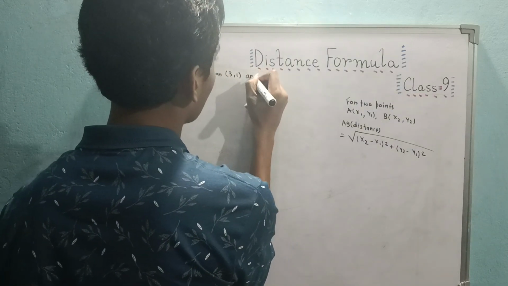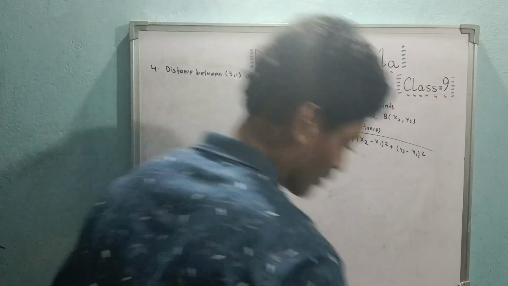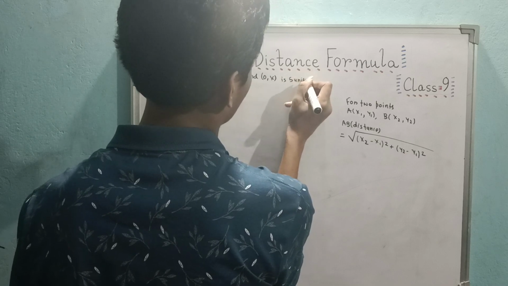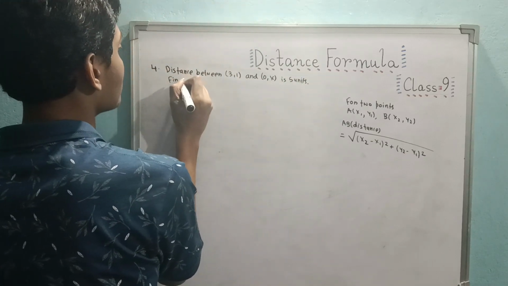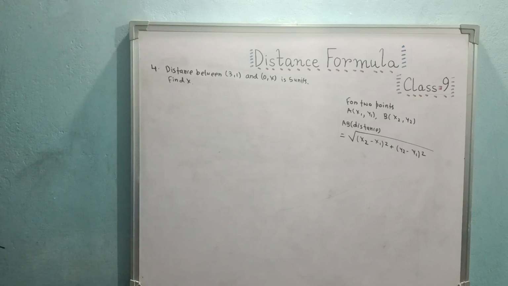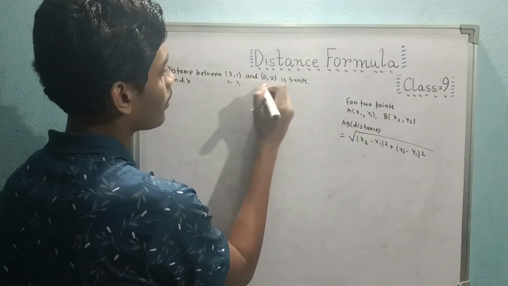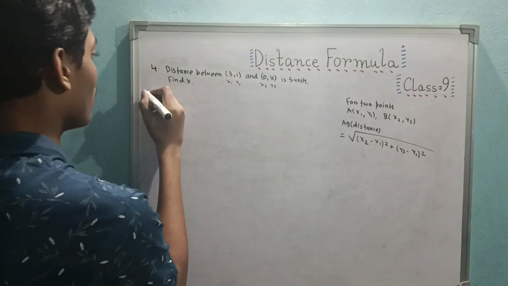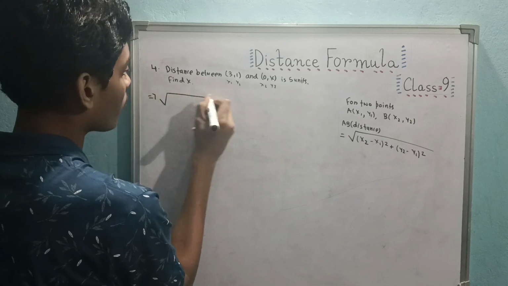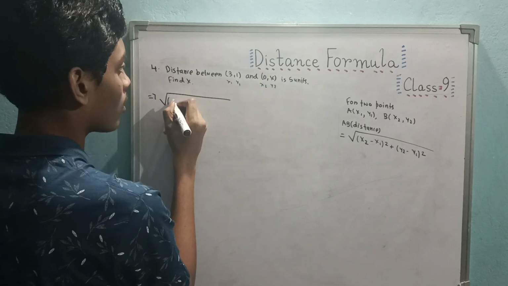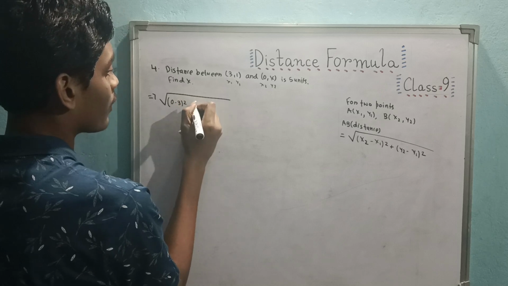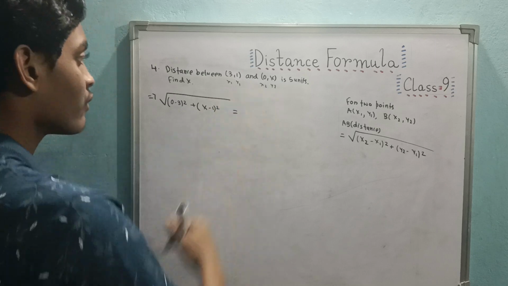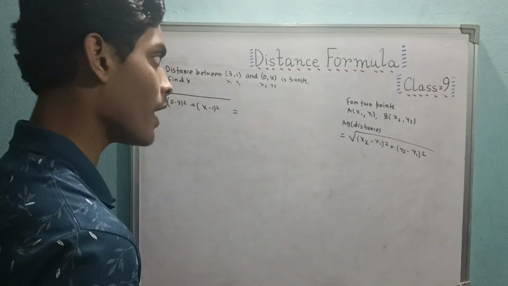The distance between (3, 1) and (0, x) is 5 units. Find x. Easy stuff, you already have x1, y1, x2, y2. So what will be the distance of these two points first of all? Root of (x2 minus x1) whole square, that is (0 minus 3) whole square, plus (y2 minus y1), that is (x minus 1) whole square. This distance between these two points is given as 5 units.